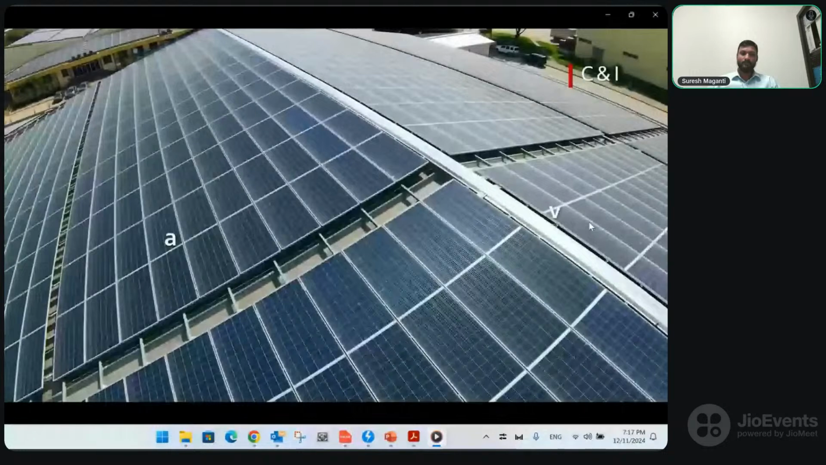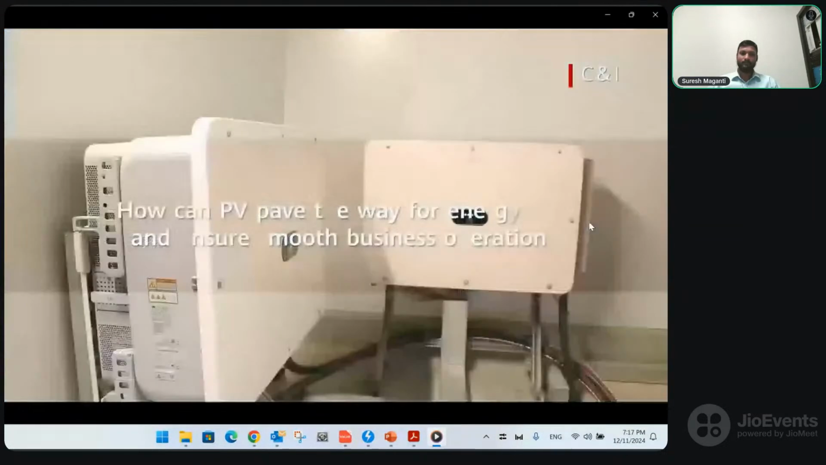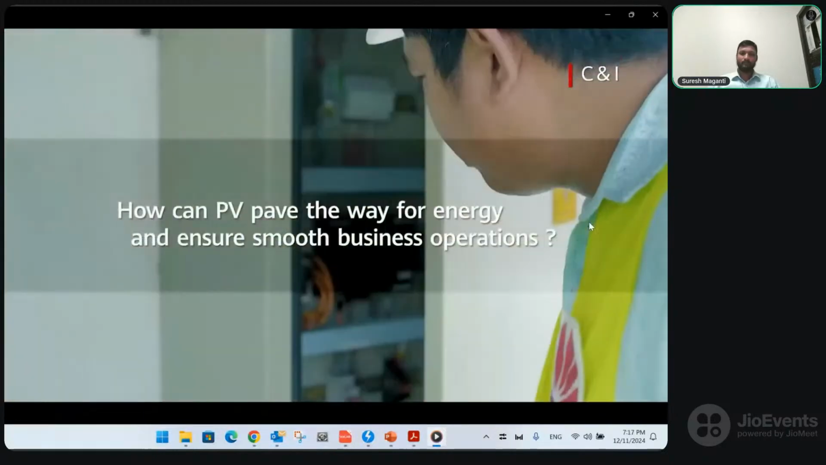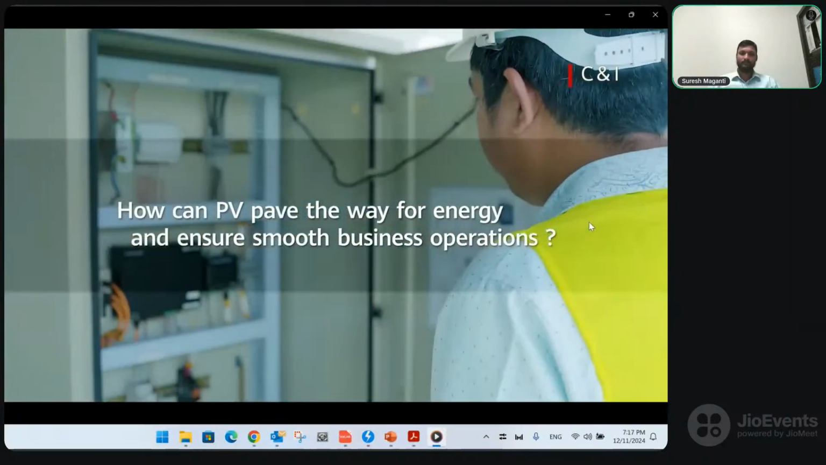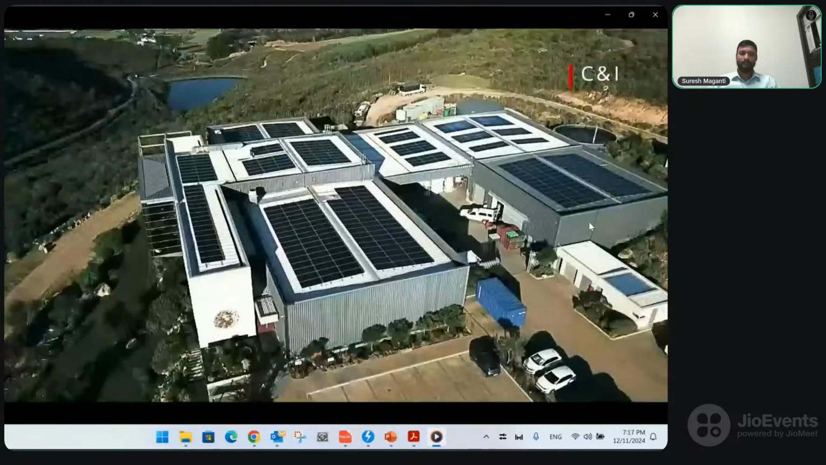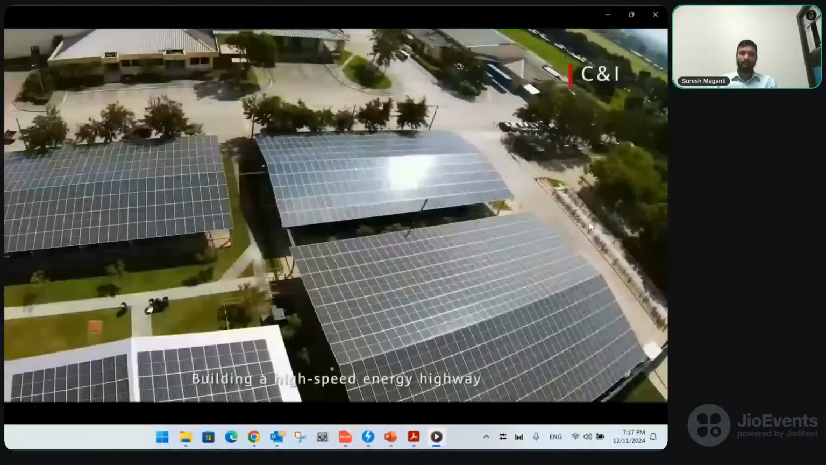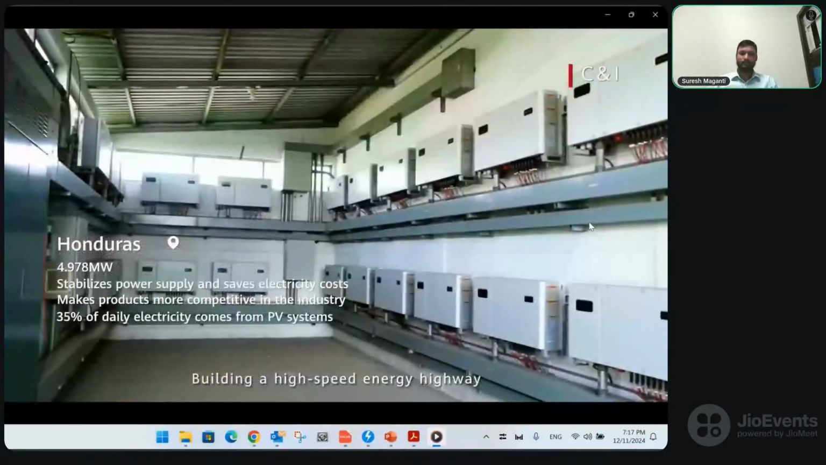With frequent voltage fluctuations and power supply interruptions, how can PV pave the way for energy and ensure smooth business operations, stable electricity, and continuous energy supply? Ensure the efficient operation of users' businesses, building a high-speed energy highway.